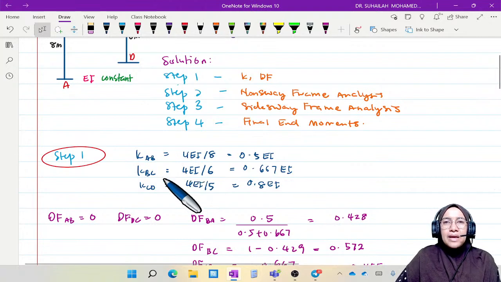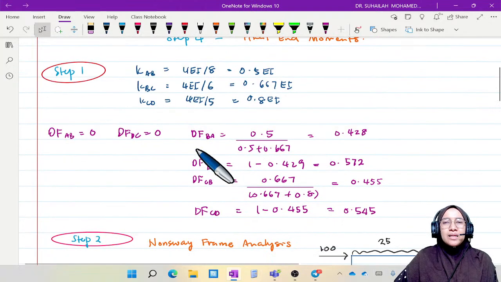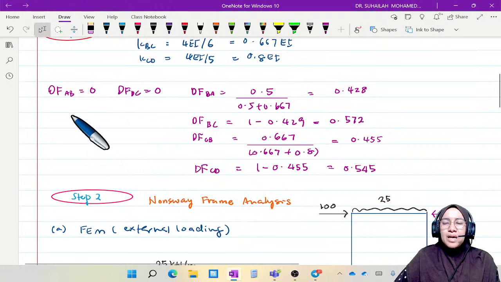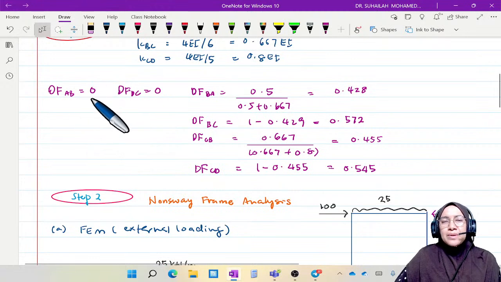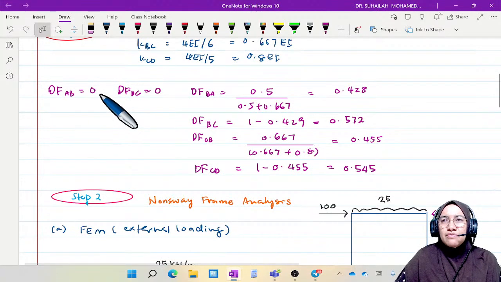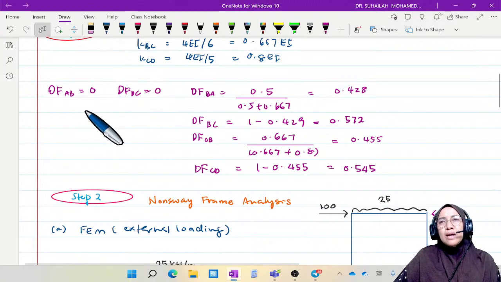So from these K values, we will continue with calculating the distribution factors. There are 6 distribution factors, depending on how many ends.